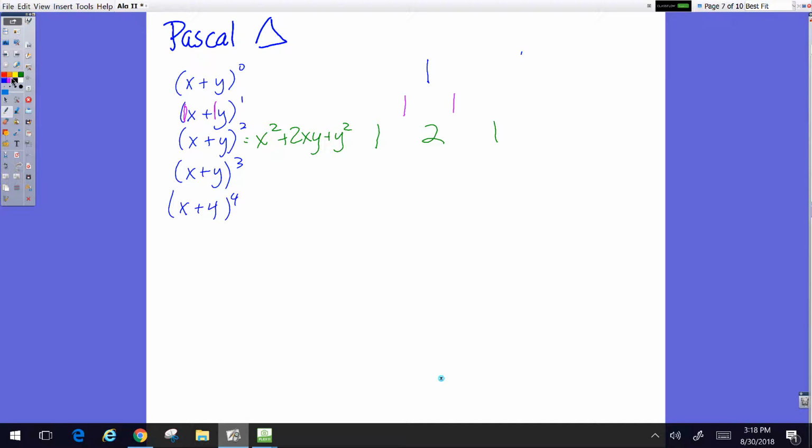Alright, the next one. Let me change colors. This gives us x cubed plus 3x squared y plus 3xy squared plus y cubed. I just know it. But this is what happens when you cube this. So what coefficients do I have? 1, 3, 3, 1. This is the triangle. Okay, it is a triangle.